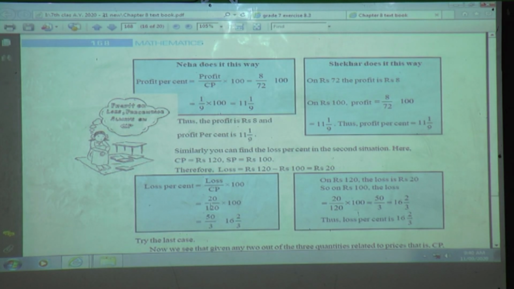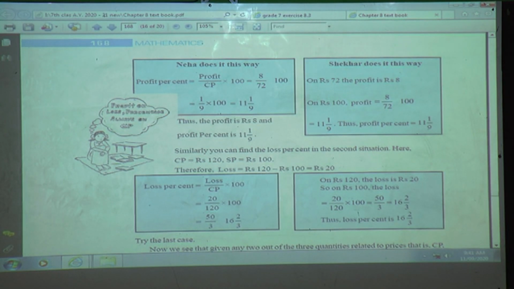So after reducing this fraction we get 50 upon 3, which is nothing but, after dividing the improper fraction and making it into a mixed fraction, 16 whole 2 upon 3. So in this way we can find out a loss percent. Here, on rupees 120, both the sums are very similar, only the methods are different.